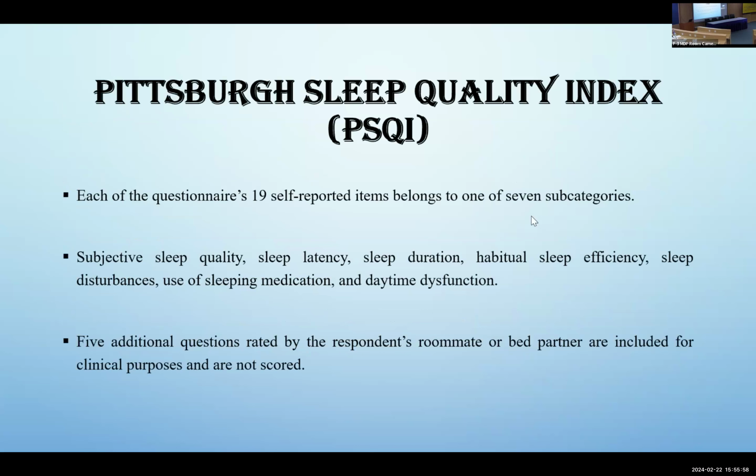This is the scale. It has 19 self-reported items that belong to the categories of sleep quality, sleep latency, sleep duration, habitual sleep efficiency, disturbance, use of sleeping medication, and daytime dysfunction. There are additional 5 parameters that include their roommate, whether the roommate is doing some activities, because that is also affecting their sleep cycle.